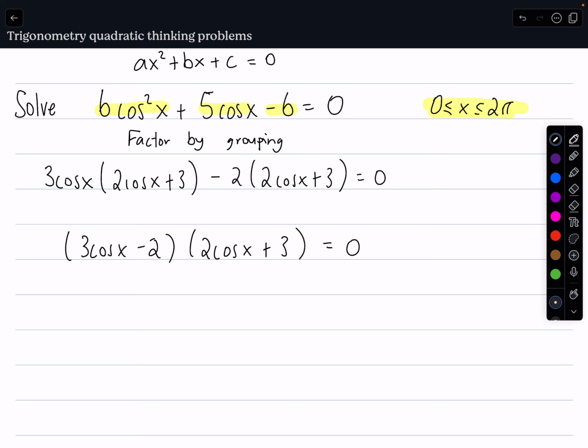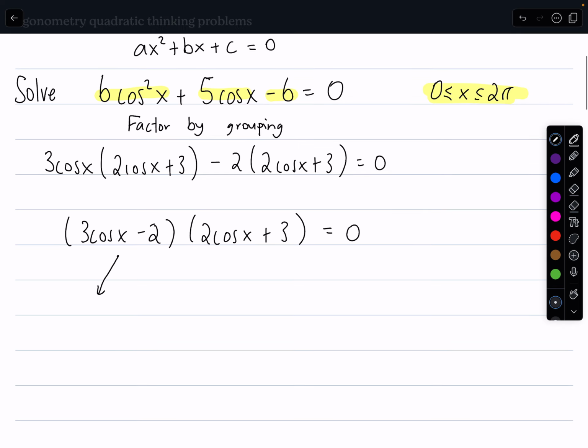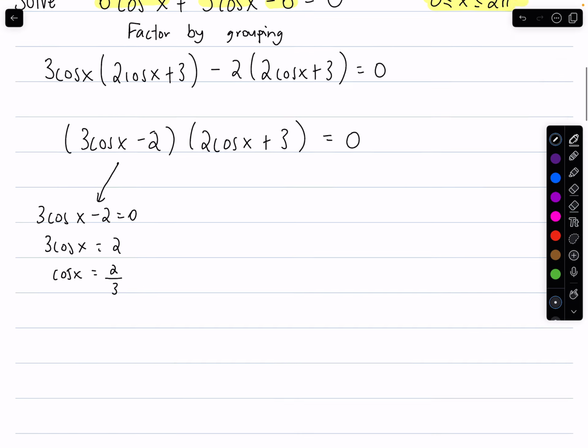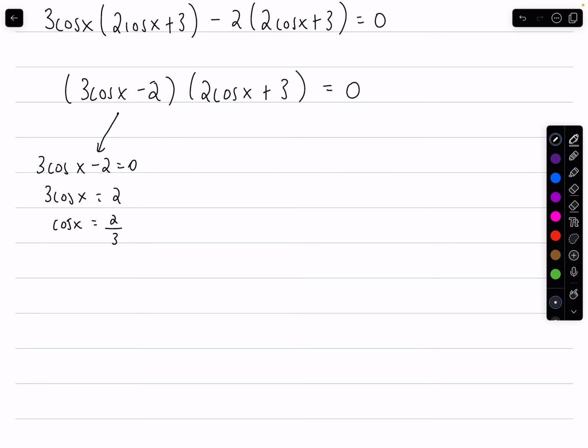Now we actually have to look at each of these factors to solve for x. If I look at the first factor, I'm going to say this is 3 cos x minus 2 equals 0. 3 cos x equals 2. Cos x equals 2 over 3. So if I see cos x equals 2 over 3, now I have to find out what x values will make cos x equal 2 over 3.